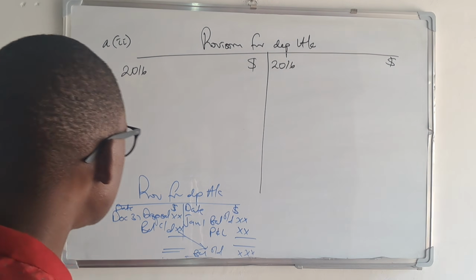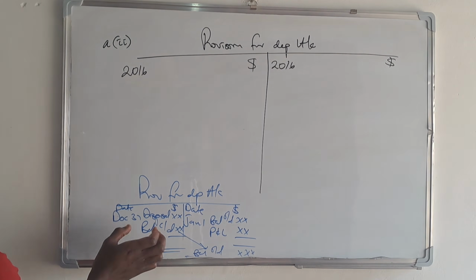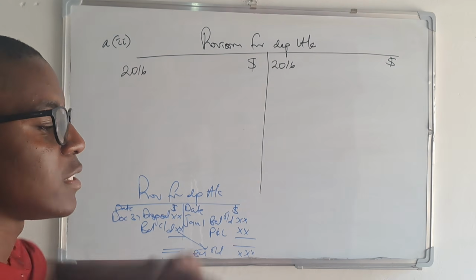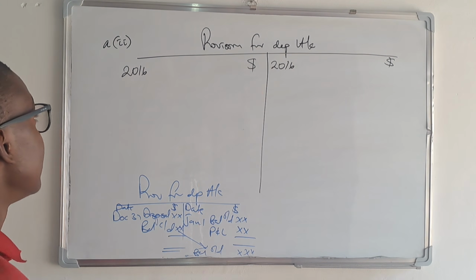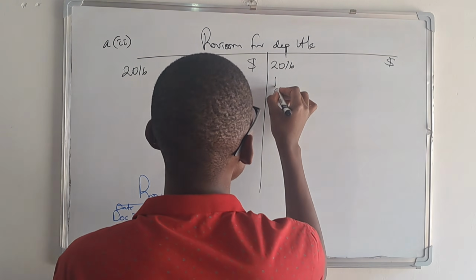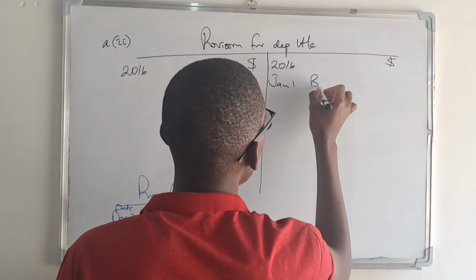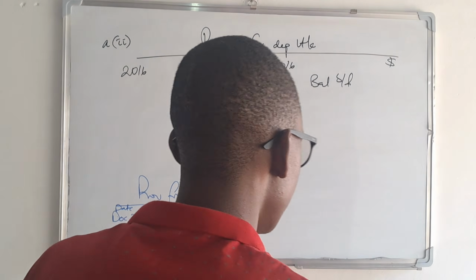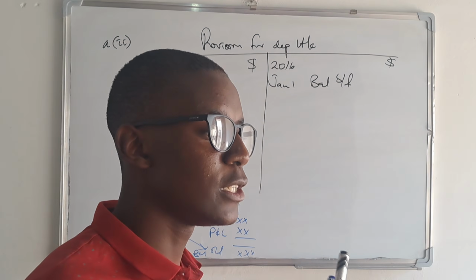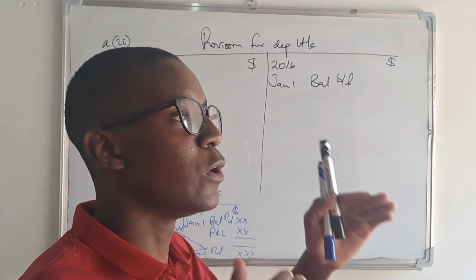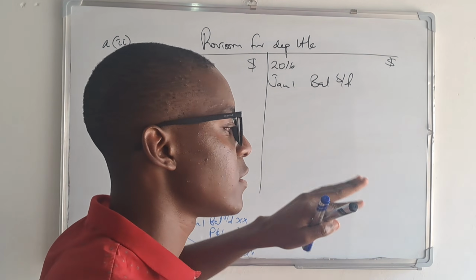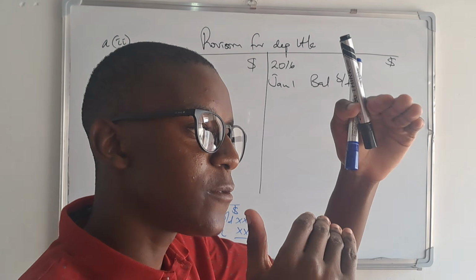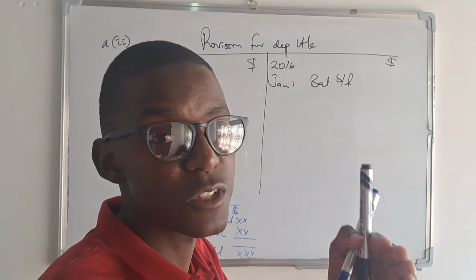Now let's plug in the values using this formula for the provision for depreciation account, doing what is being required by the question. Then we have 2016 January 1 balance BD. Where are you going to get the balance BD? For example, when we're doing the motor vehicles account, we use the balance BD for 2016 from the balances where the asset was bought from 2014 to 2015 for 2014.